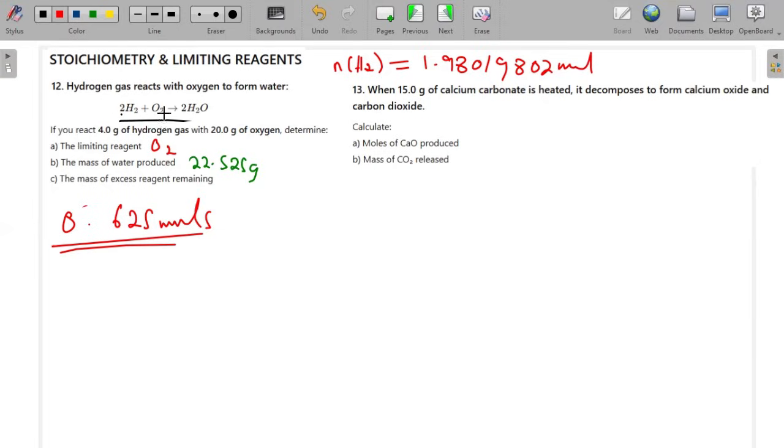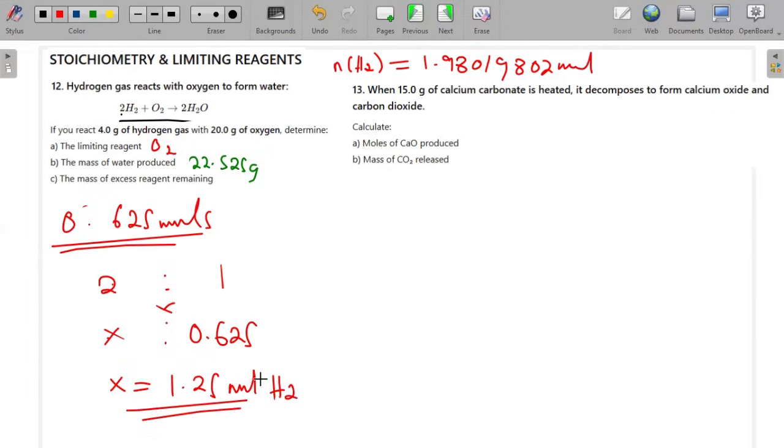So if I get a mole ratio there from hydrogen to oxygen, it is 2:1, and then if my oxygen is 0.625, what would be my X? Okay, the ratio is 2:1. So cross multiply, X is equals to 2 multiplied by this, which is 1.25 moles. So it means 0.625 moles of oxygen reacted with this moles of what? Hydrogen. So it means initially I had these moles of hydrogen, and then these ones reacted.